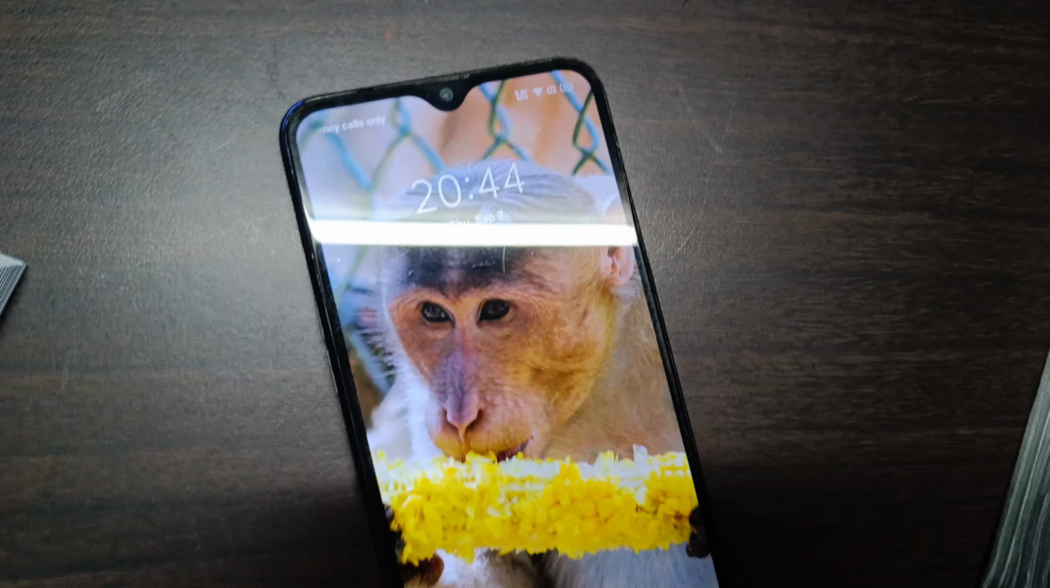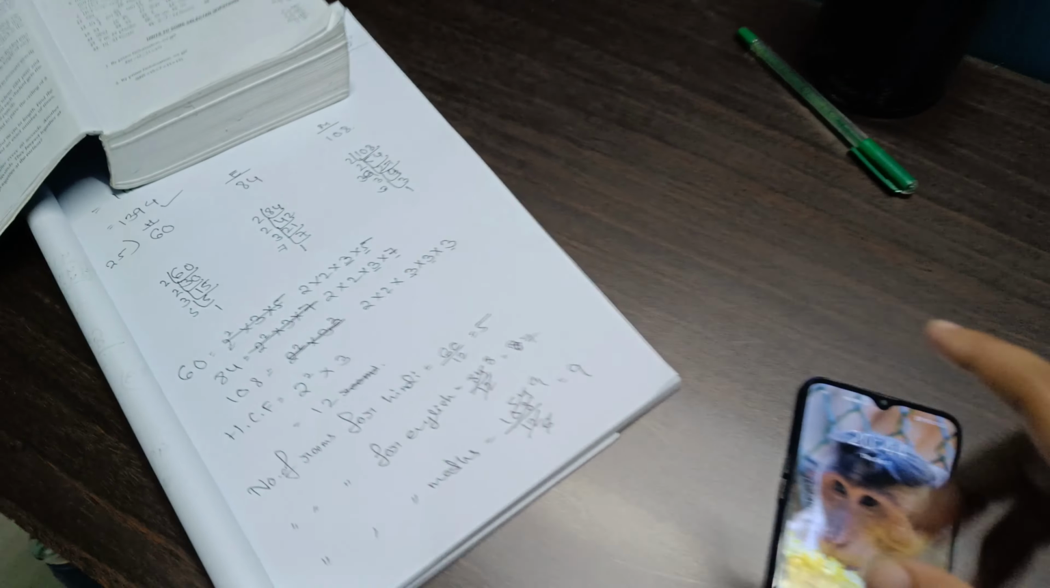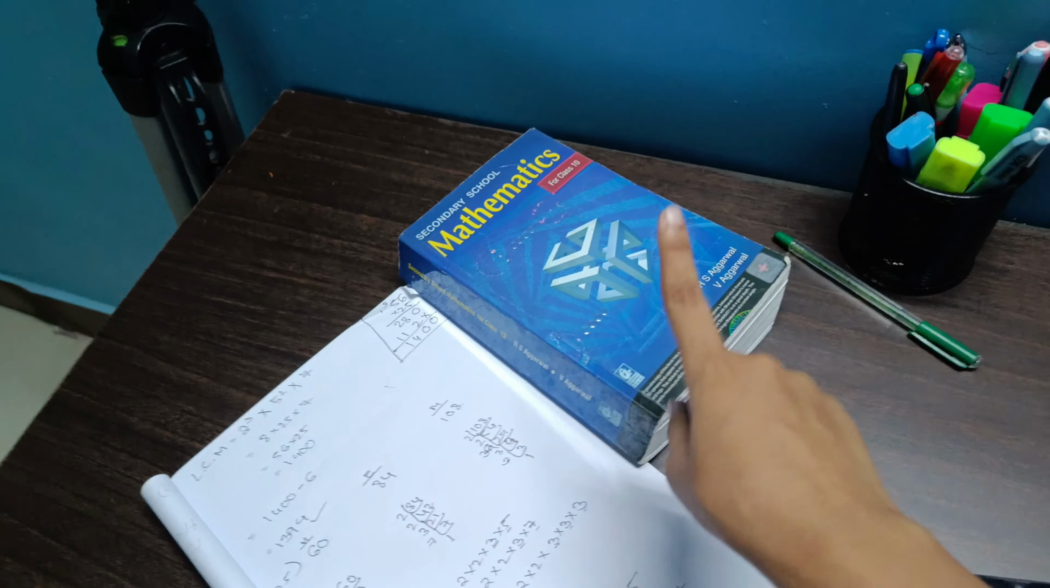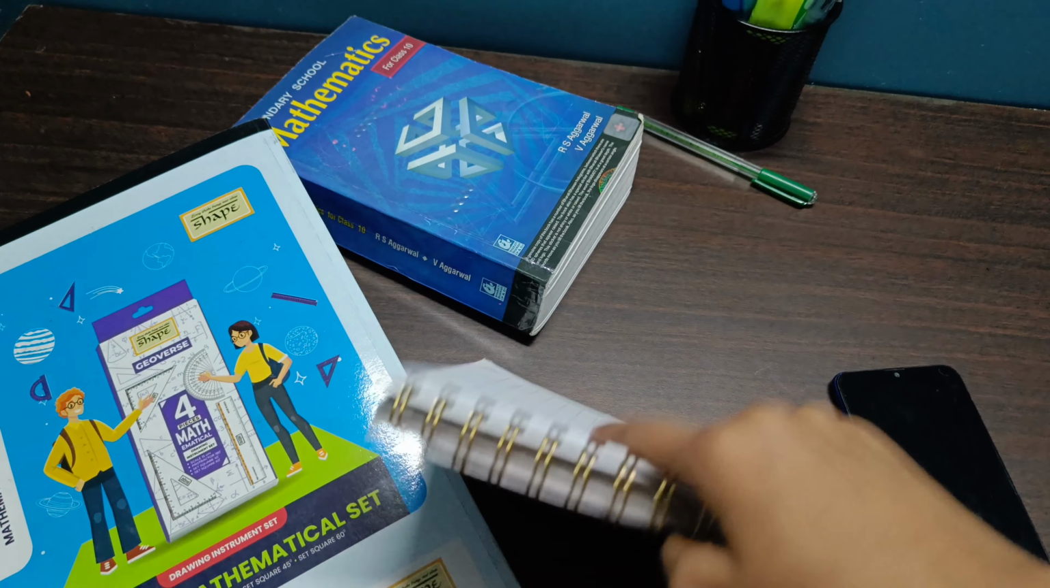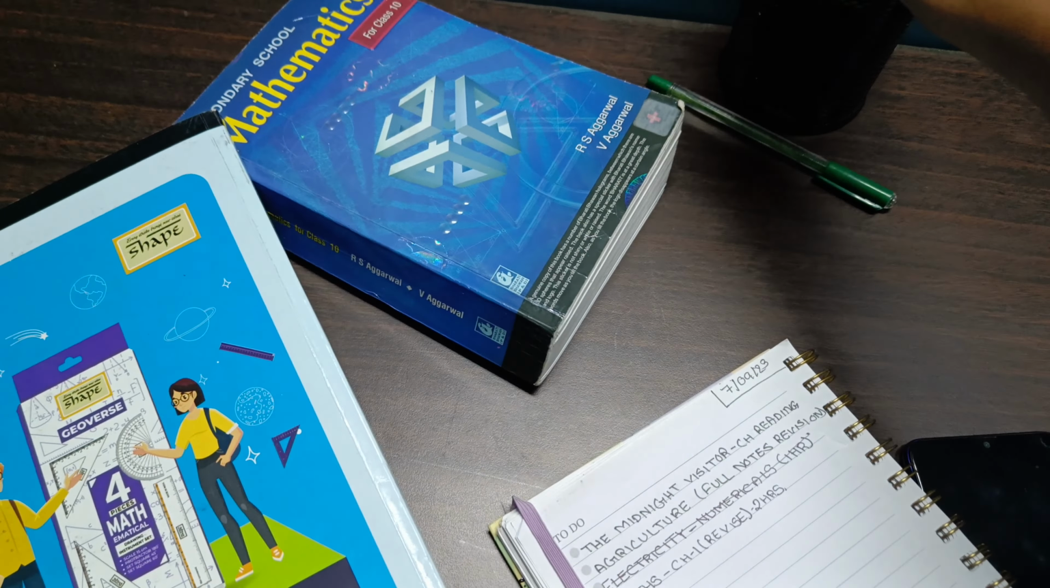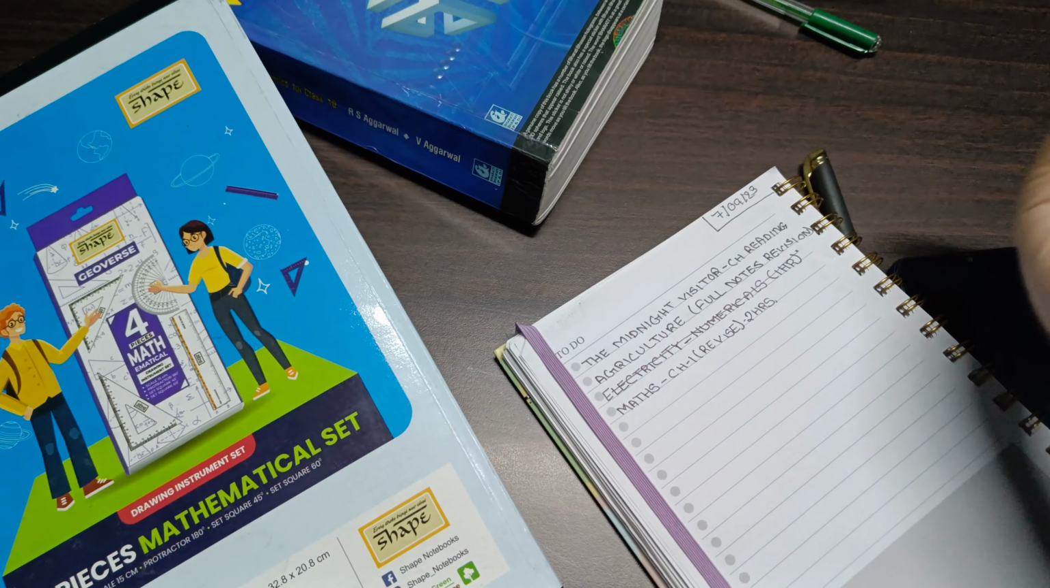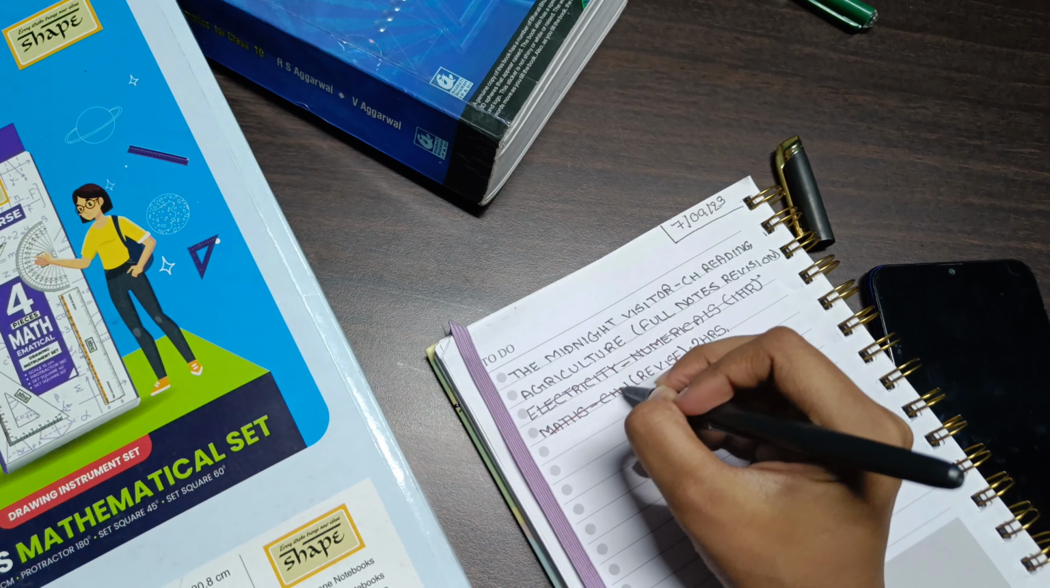It is currently 8:44 and I'm done with my maths work, and hopefully the revision of this chapter will be done by tomorrow. Okay, so I am done with my revision of maths for today.